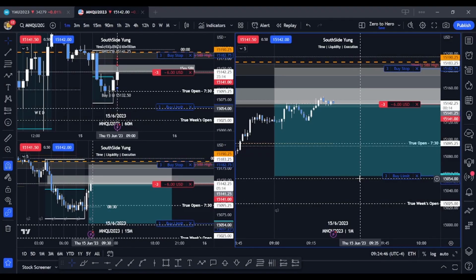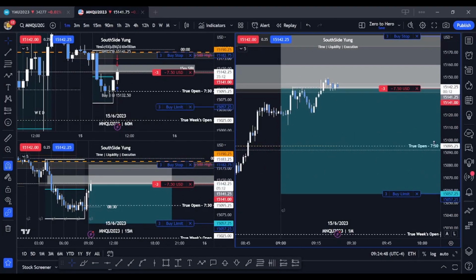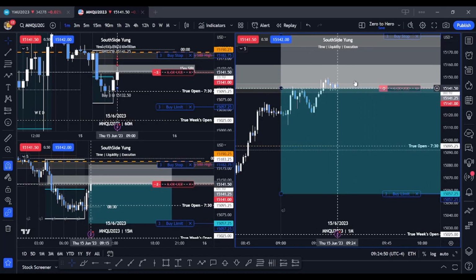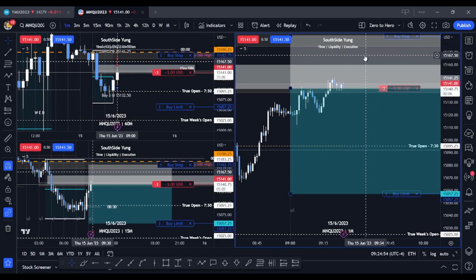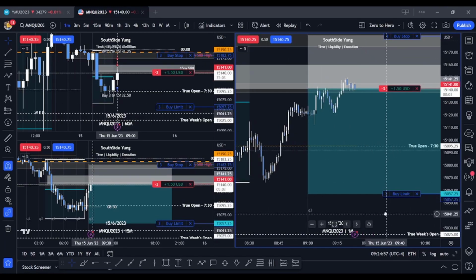This 15-minute SIBI is actually holding up pretty well. To me, this is clearly time distortion inside of the SIBI here. Maybe we get another swing up, maybe not. Not really expecting something like that to happen.